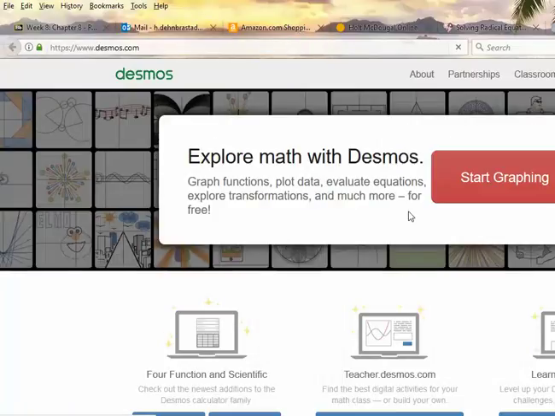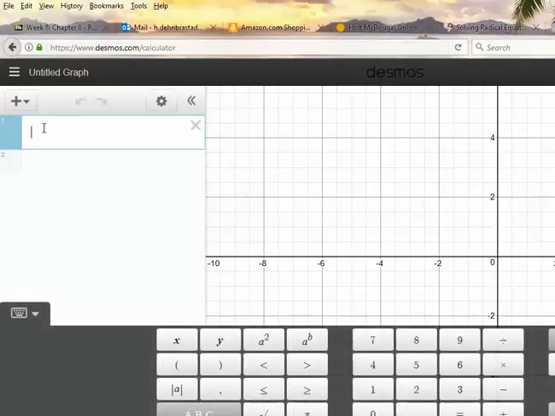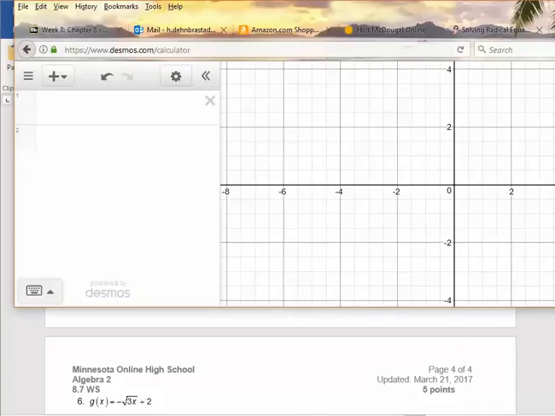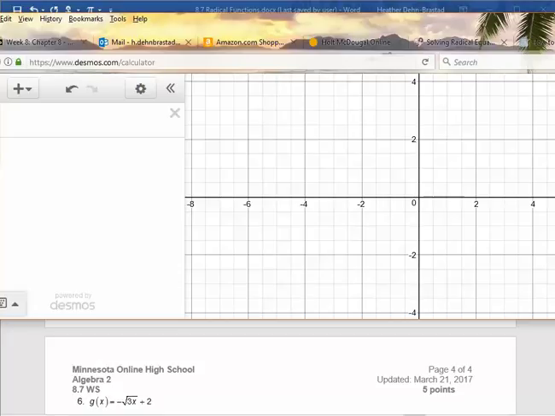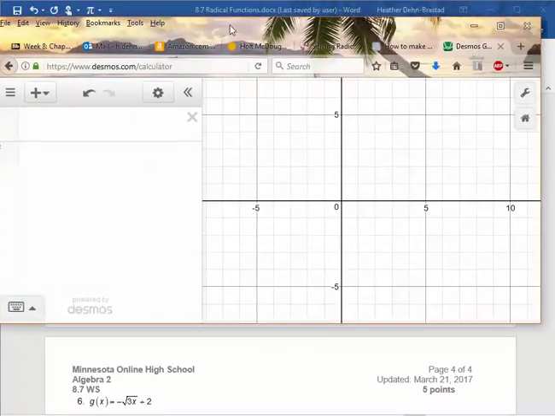and I'm going to graph the square root of x here. Now, to do the square root of x at Desmos, I'm going to make my screen a little smaller so you can see it.